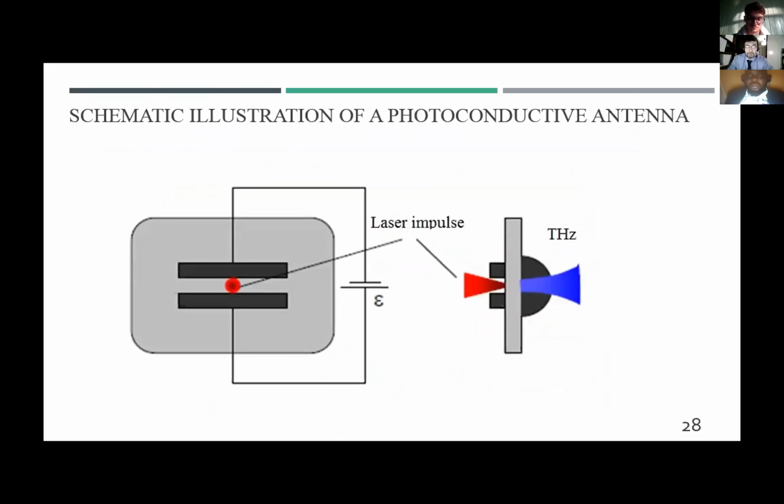This slide shows the photoconductive antenna, which consists of two metal electrodes located at some distance from each other on a semiconductor substrate. A high voltage of several kilovolts is applied to the electrodes. When lighting the gap between the electrodes with an ultra-short laser pulse, the concentration of charge carriers in the semiconductor sharply increases for a short time, of the order of units to tens of picoseconds.